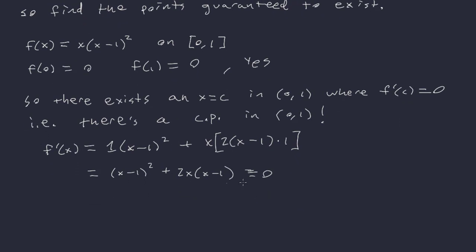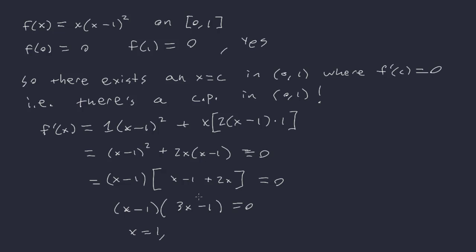To do that, I always recommend factoring if you can. We can factor out an x minus 1. So this will be x minus 1 all times x minus 1 plus a 2x left over, and this whole thing's equal to 0. I could probably start dropping those now. And this will end up being 3x minus 1 equals 0. So x is equal to 1, or in this case, 1/3. The 1 we don't need to really worry about. It's the 1/3. So the c is 1/3, the critical point guaranteed to exist in between 0 and 1 by Rolle's theorem.